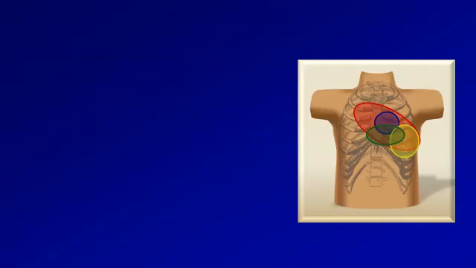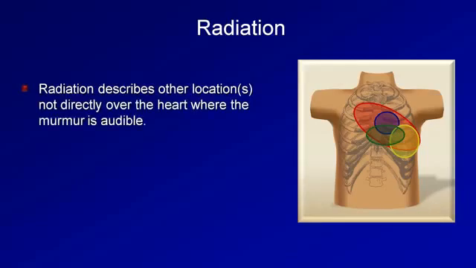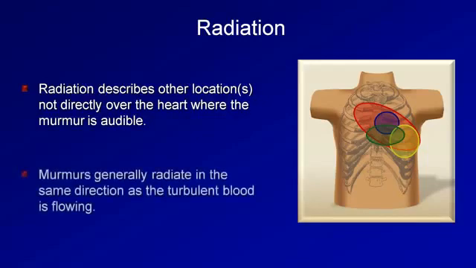Closely related to location is whether the sound radiates. Radiation is best thought of as another location, one not directly over the heart, where the murmur is audible. In general, murmurs radiate in the same direction as the turbulent blood is flowing. So in aortic stenosis, the turbulent blood is flowing superiorly out of the left ventricle and into the aorta, so aortic stenosis murmurs classically radiate to the carotid arteries. The regurgitant blood flow in mitral regurg travels backwards and superiorly, so it's sometimes heard radiating to the left axilla, and tricuspid regurgitation can on rare occasions radiate to the right anterior chest wall.